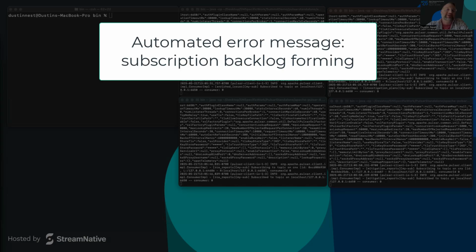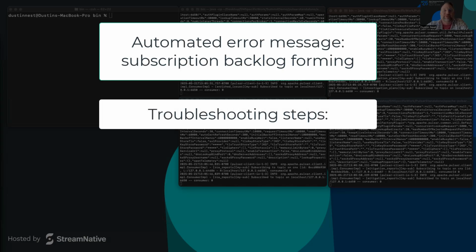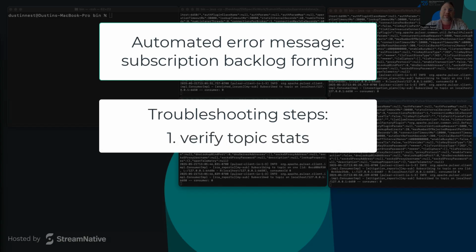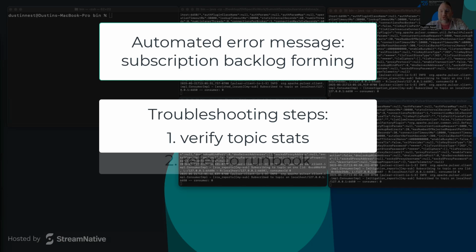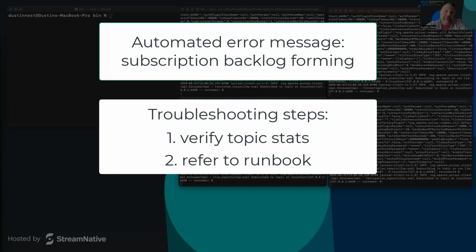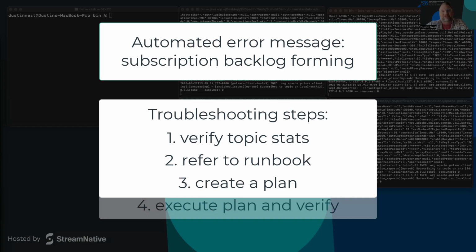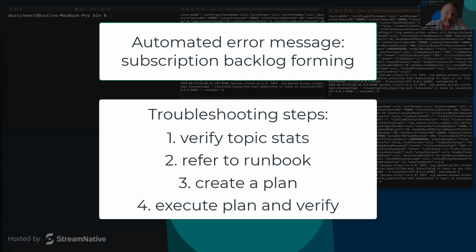This would be the equivalent of like a PagerDuty message coming in. If you were to try and solve this manually, you might go through the following troubleshooting steps, where you maybe verify the topic stats that the problem still exists, refer to a run book to get ideas on how you might fix it, how people have fixed it in the past, create a plan, and then execute that plan and verify that the solution or the actions you've taken have solved the problem. But we want to automate this entire workflow.